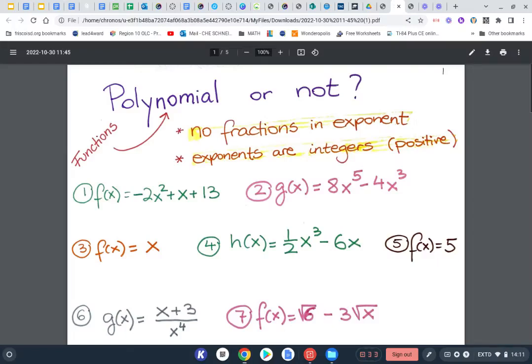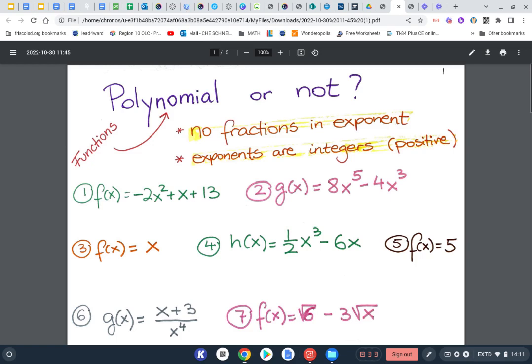Polynomial functions or not. On this page, you can see 7 different examples, and your job will be to determine whether or not these examples represent polynomial functions. For that to happen, you need to learn a few things.